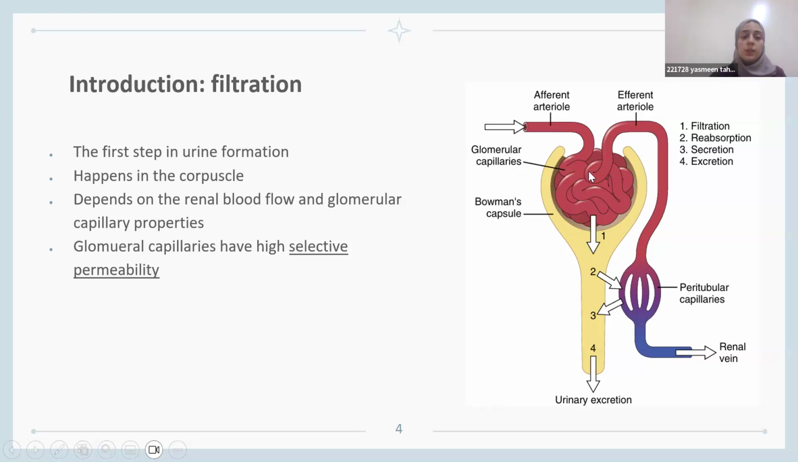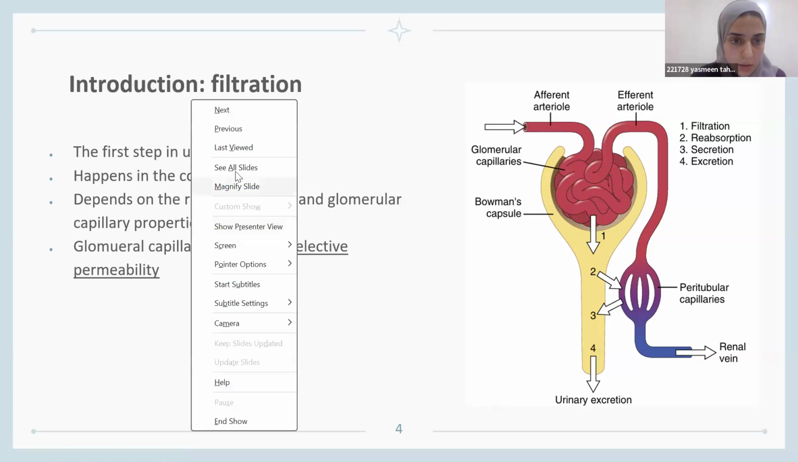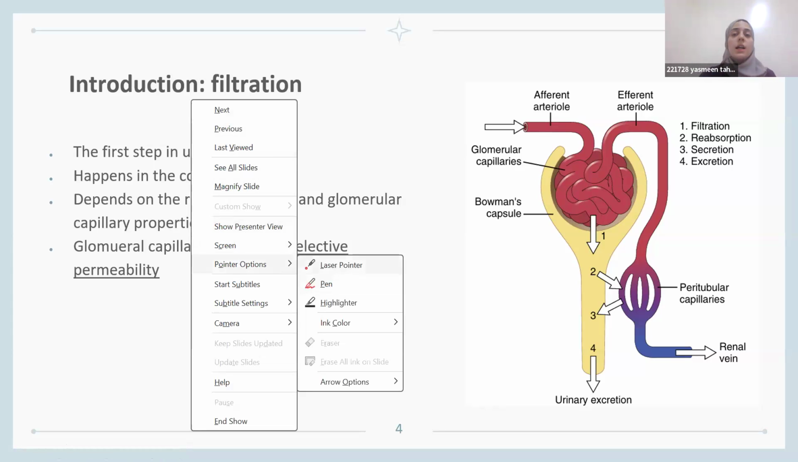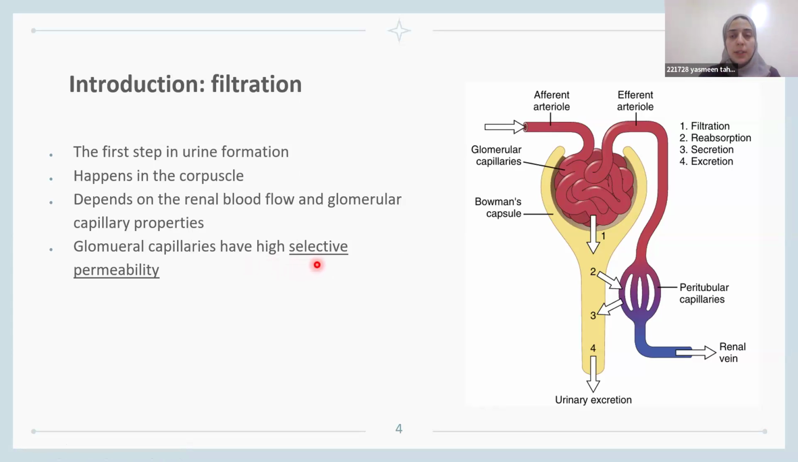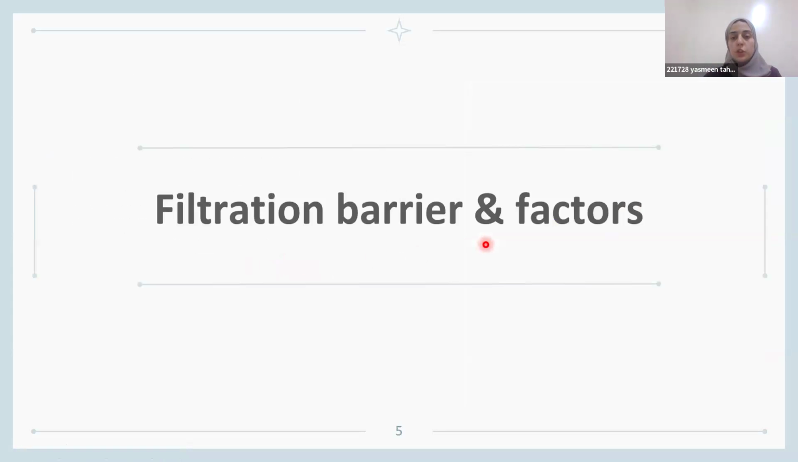One thing also about glomerular capillaries that you have to know is that they have high selective permeability. And let me just turn on the pointer. When we go over the filtration barrier, you will understand what that means and how it is achievable to have selective permeability, although it has a very high filtration rate. So let's talk about the filtration barrier.